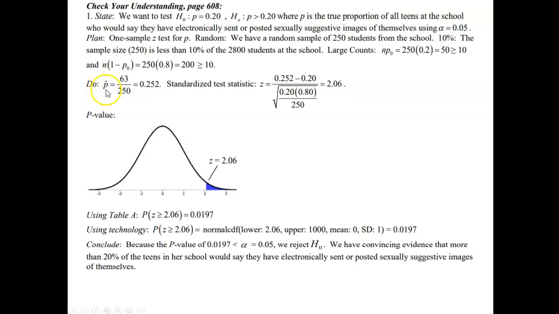So now we're going to do it. We're going to find the proportion of the sample she took.